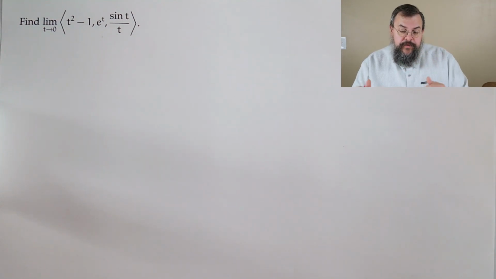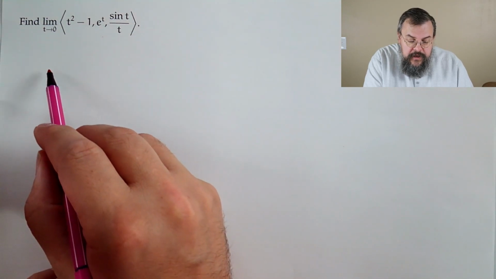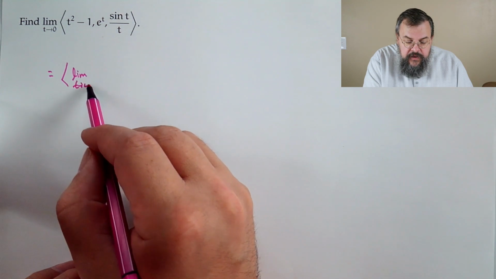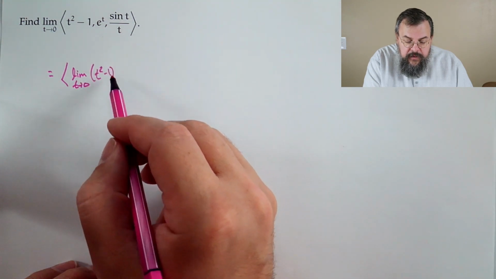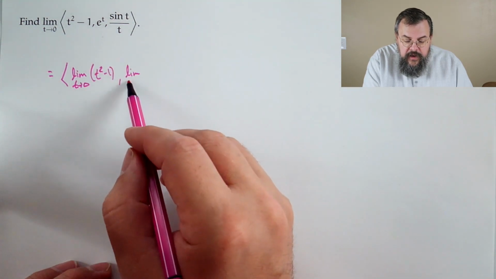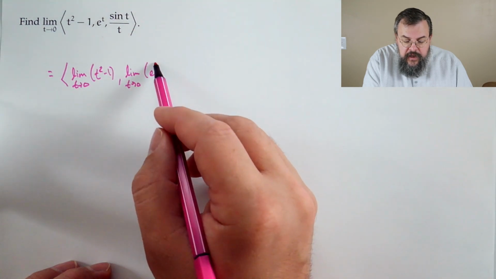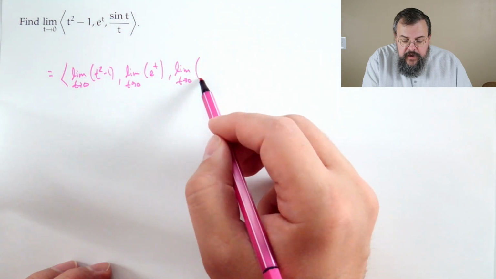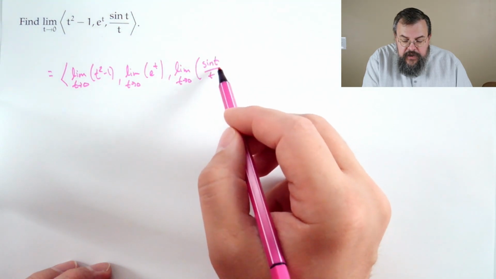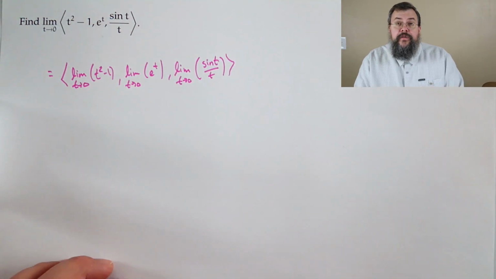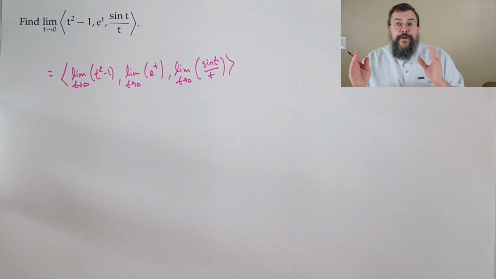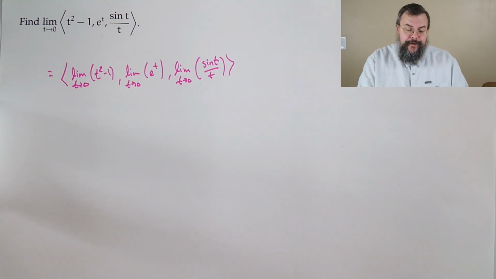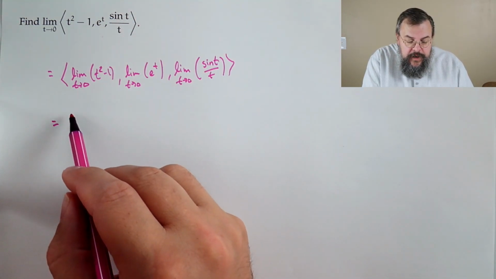Entry by entry. So for us, we say, look, this is really saying the limit as t goes to 0 of t squared minus 1, the limit as t goes to 0 of e to the t, and the limit as t goes to 0 of sine of t over t. All right, great. So now instead of one limit, we have three small limits. That's okay. That's all right. And we're going to see this a lot.